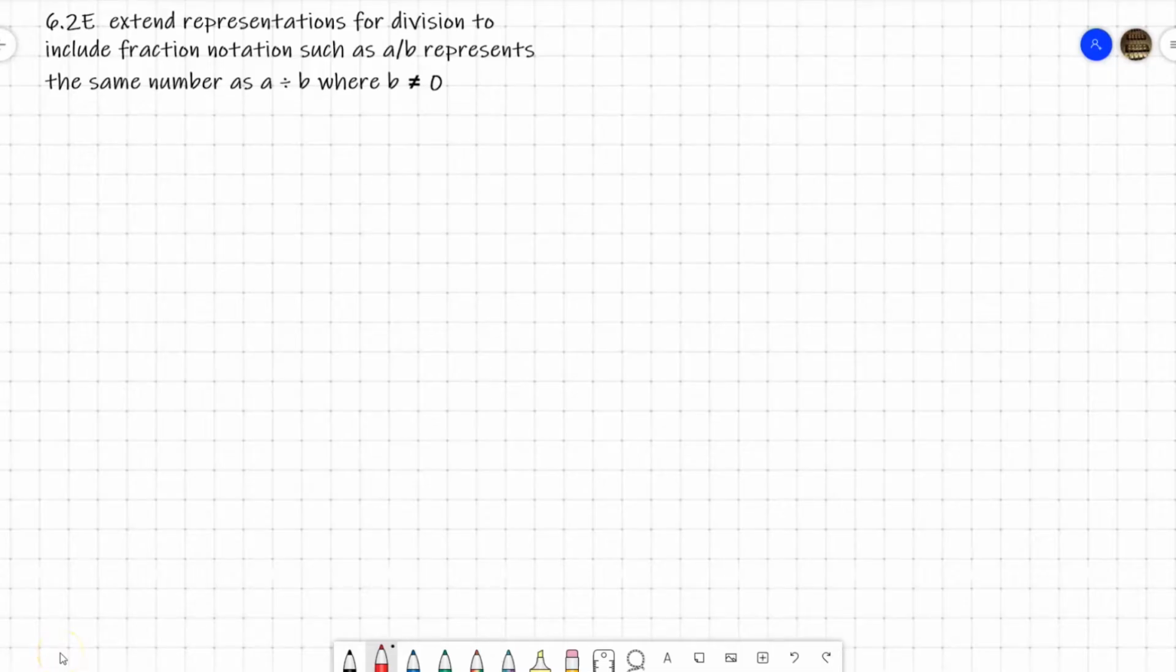Before we talk about rational numbers and classifying rational numbers, we do have to set some groundwork first. First thing we want to look at is 6.2e, which says I can extend representations for division to include fraction notation, such as a over b represents the same number as a divided by b, where b is not equal to 0. Basically what this is saying is that whatever number a over b is the same thing as a divided by b, and the only exception to that is b cannot be equal to 0.